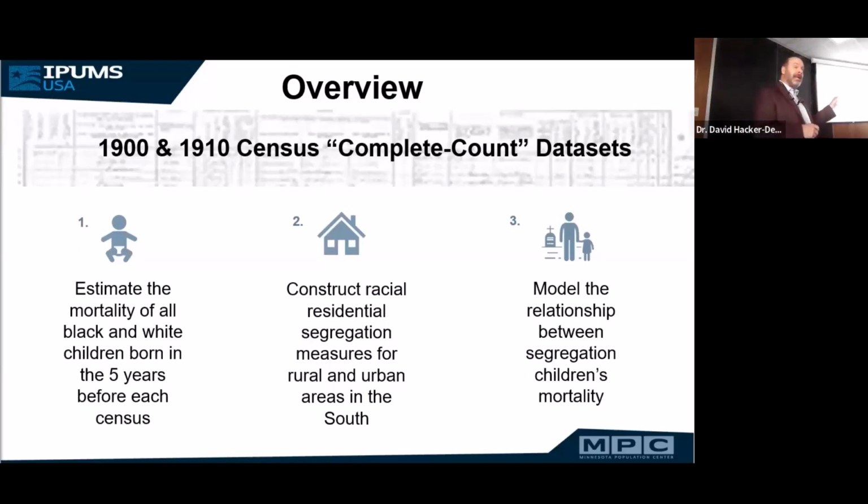We're looking at both urban and rural areas. This is a population that is 90% rural, and there's relatively little urbanization in the South. Then we're going to model, with logistic regression, the association between segregation and children's mortality. That will not be too exciting. There's not going to be really interesting, great causal designs here. The challenge in this paper is the first two here: measuring child mortality and measuring segregation.